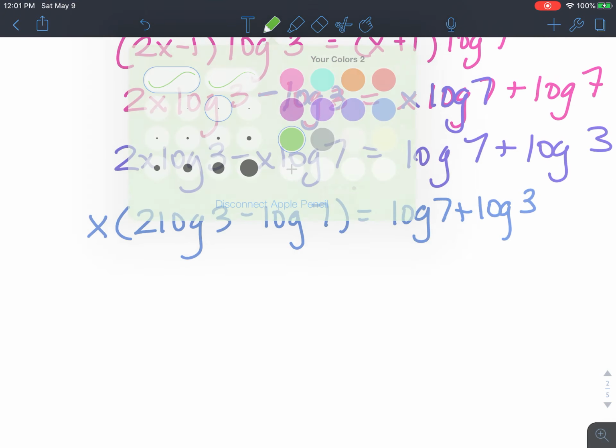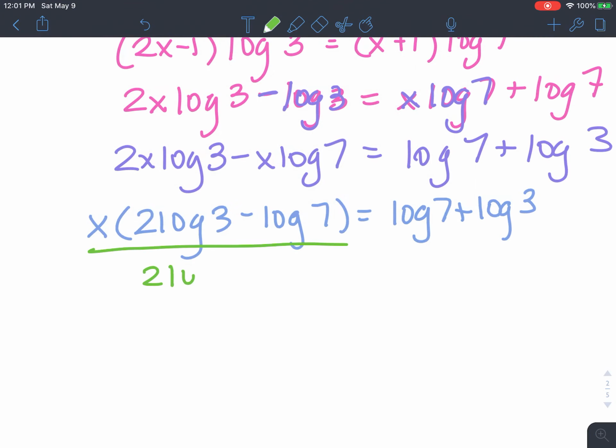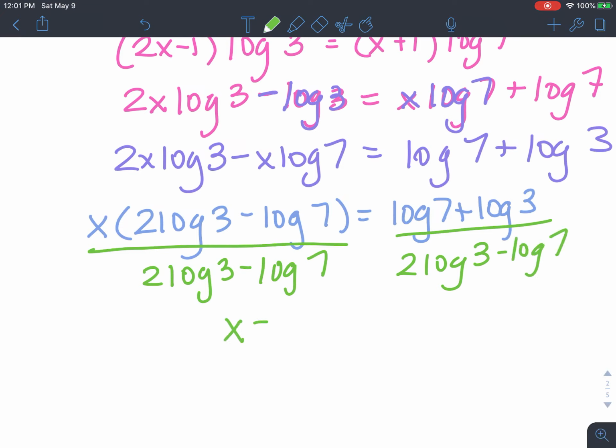And then we'll divide by basically all the stuff that just isn't x. It definitely takes practice, but the steps are the same all the time, so it is doable because you just get better at it. Log 7 plus log 3 over 2 log 3 minus log 7 is 12.11.